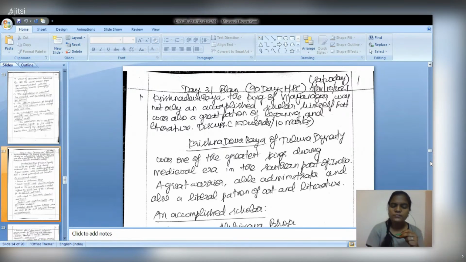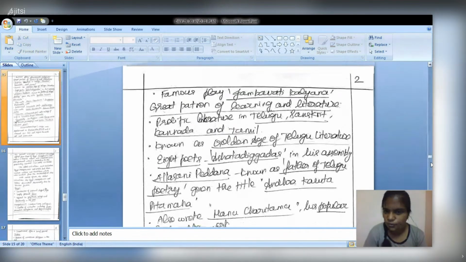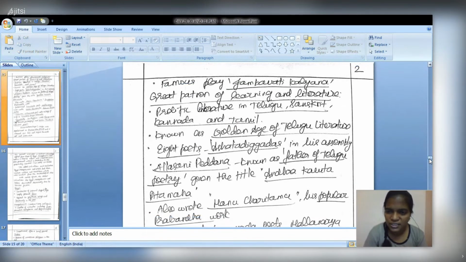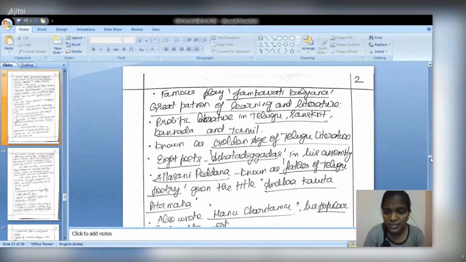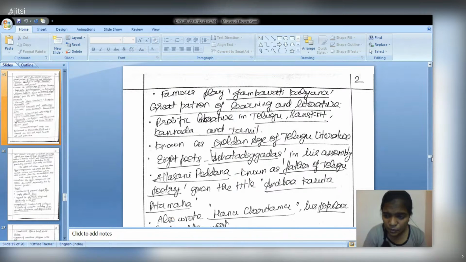So there you have to clearly write his work, his contribution. Okay, second part of the question, great patron of learning and literature, where you have to give about his Ashtadiggajas. Everyone will know. If you just go through the Vijayanagara kingdom itself, you will write about the Ashtadiggajas, because his period was known as the golden age of Telugu literature. Okay, Allasani Peddana was given the title Andhra Kavita Pitamaha, and also a Sanskrit scholar.